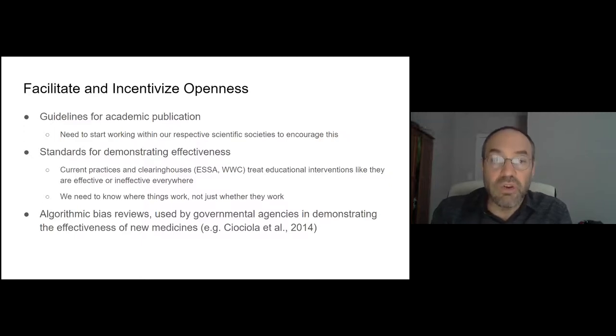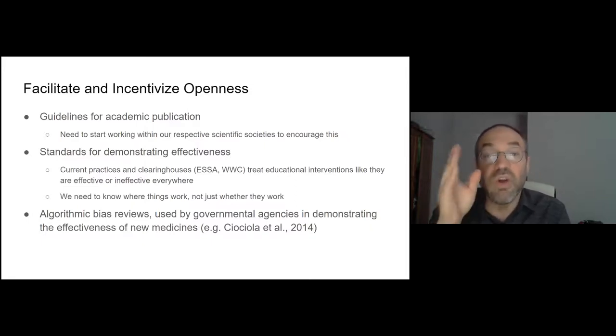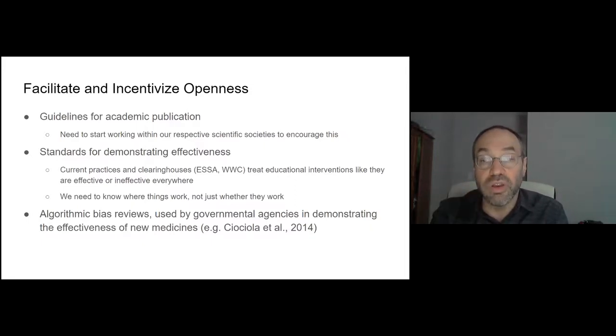We also need better standards for demonstrating effectiveness. We need to get beyond current practices used in clearinghouses like Evidence for ESSA and the What Works Clearinghouse that treat educational interventions like they're universally effective or ineffective. We need to know where things work and for who, not just if they work. And a third measure that might be valuable is to learn from the medical field. Governmental agencies have specific algorithmic bias reviews in medicine. We could be doing the same.